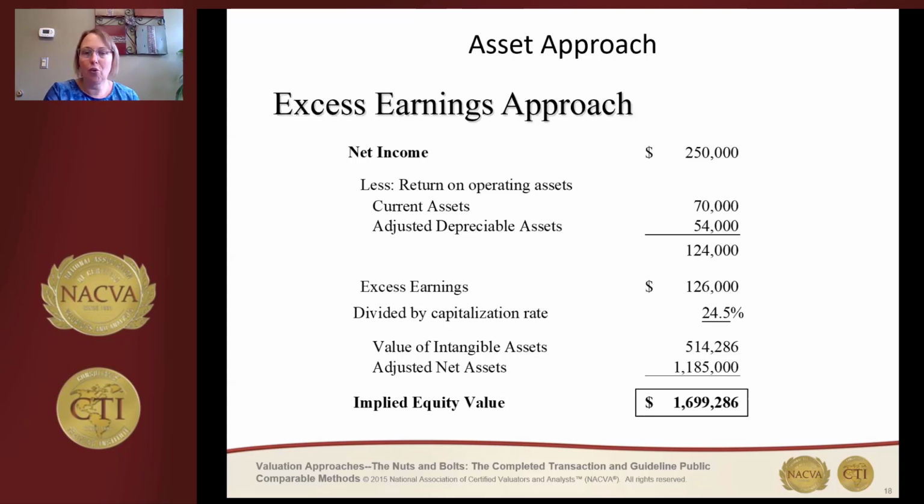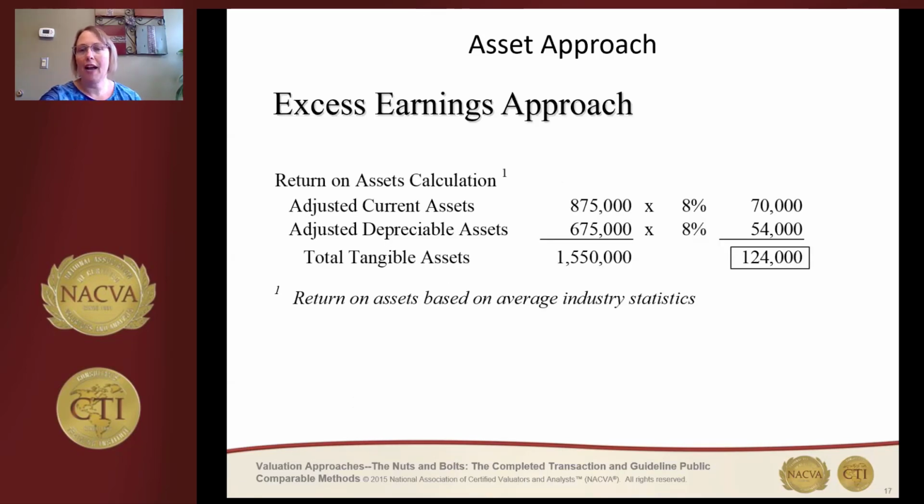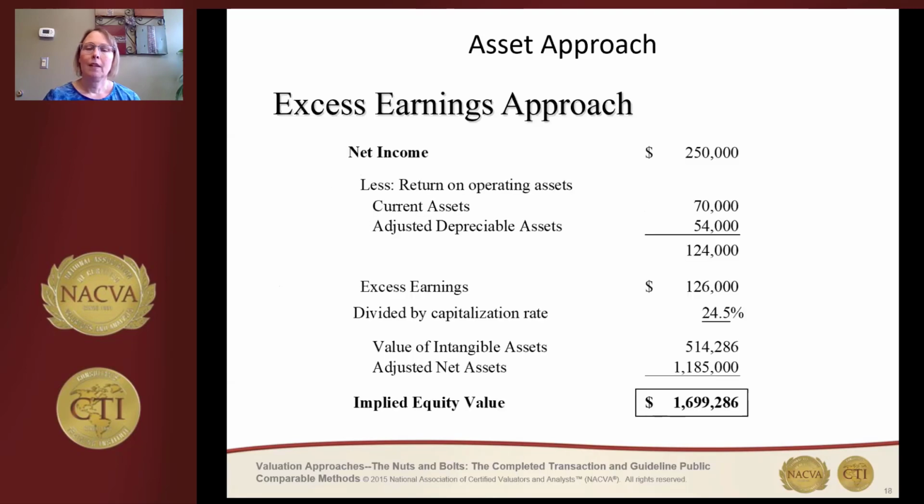So first that gave us our total asset value, our adjusted net assets of 1.185. And then from there we calculated what would be a good return on that. That would be 124. Then we said, what's our excess return? Our excess is the 126 because we had net income of 250, 250 minus 124. And then we divided that by our capitalization rate to come up with our intangible value of 514, which we then added to our adjusted net assets. So this gives us our excess earnings approach and our value of 1.7 million.